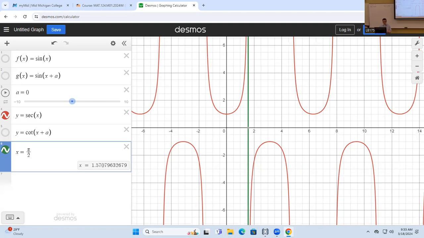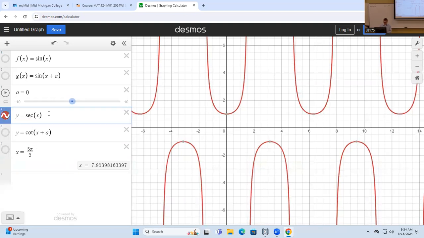Same thing, 3 pi over 2 is where cosine is 0, and therefore secant has an asymptote. 5 pi over 2, we have an asymptote. Notice that your secant never crosses the x-axis. Yeah. Secant never crosses the x-axis. All these U's and upside down U's.